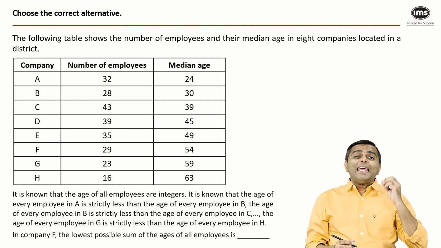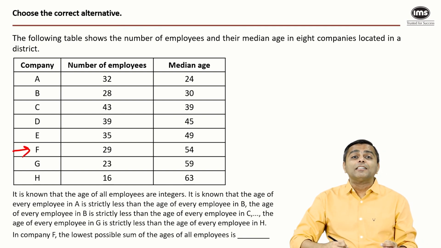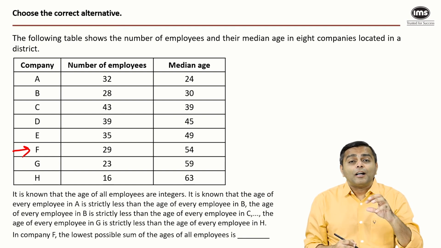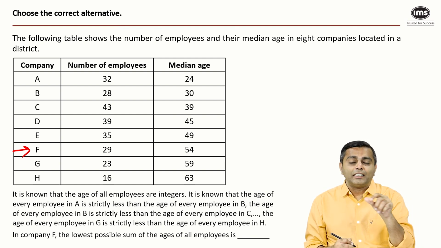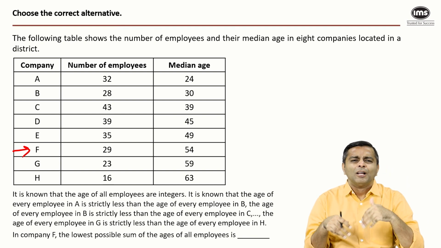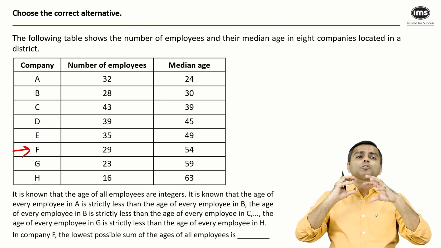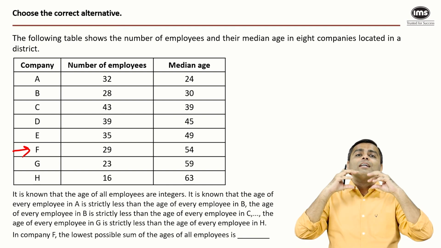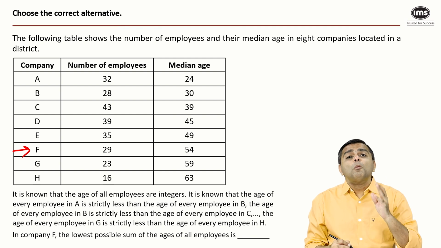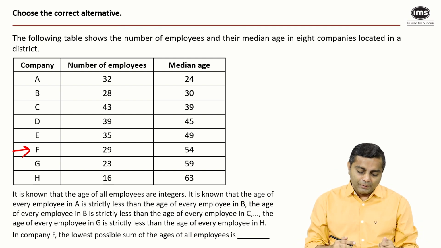Question says, in company F, the lowest possible sum of the ages of all the employees. If you read your data properly and you remember or understand the data that is given, you know that everybody is stacked in an ascending order. Ascending order, everybody in A is at the bottom, then we have people from B, then C, then D, all the way till H. Now, we need to minimize the sum of the ages of the employees of company F.